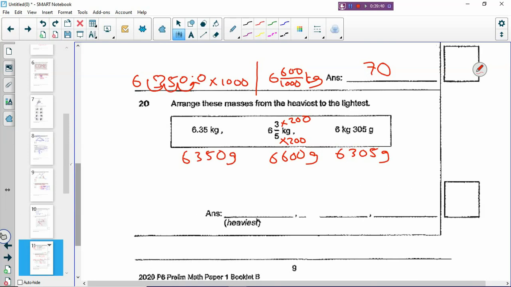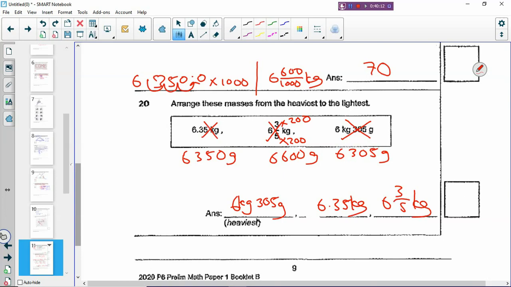So that's how you compare. You have to make them all the same type, and then you look which is the smallest number. The smallest number is 6 kilogram and 305 grams. So you have to make sure that you are writing the original answer. Write down the original answer, not the working answer. And then getting bigger, which is your 6.35 kilogram. And then the biggest will be the fraction, 6 and 3/5 kilogram. And that's how you compare the numbers.